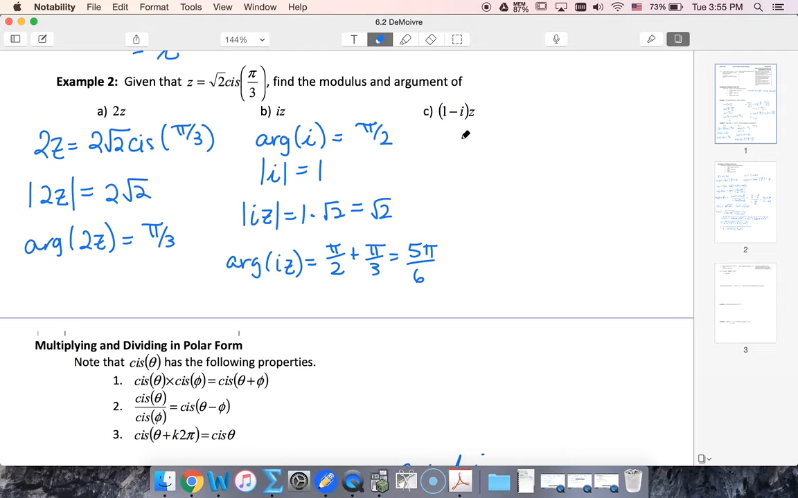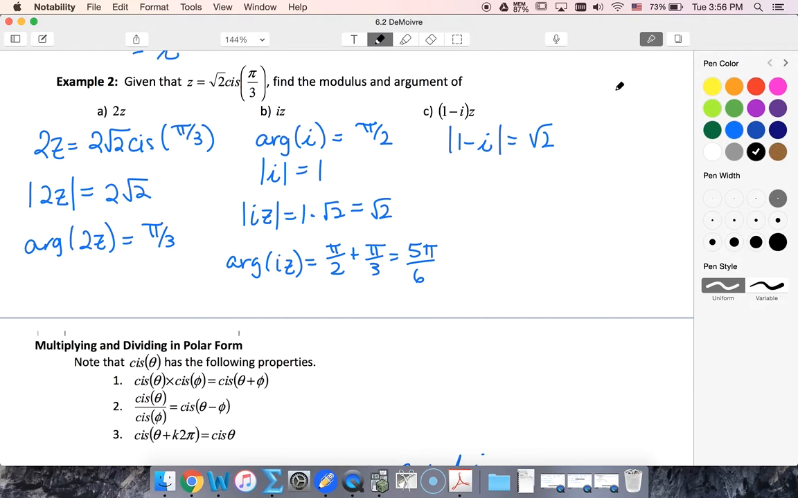I'm going to do the same thing with this one. The magnitude of 1 minus i is root 2. And thinking about graphing 1 minus i, I would go 1, negative i, it's down here, and my angle is pi over 4. So my argument of 1 minus i is negative pi over 4.